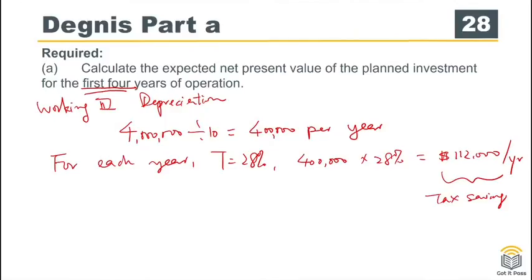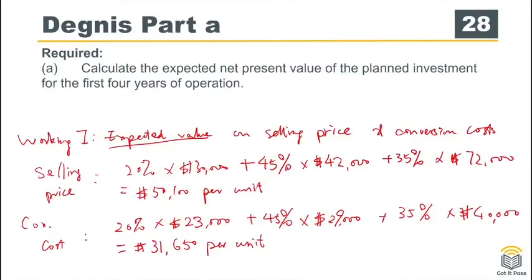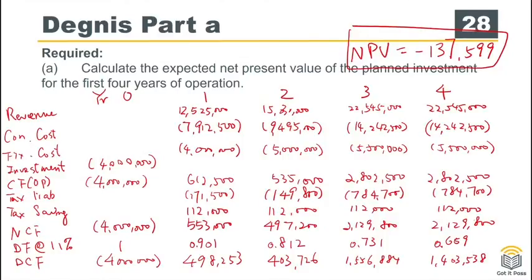Because we know straight line depreciation is applied, the 4 million divided by 10 gives 400,000 per year as the depreciation charge, and then tax saving is just times 28%. With this 400,000, we got 112,000 for the tax saving arising from the depreciation. When we have all this working done, we can fill it in the template that we initially drafted.